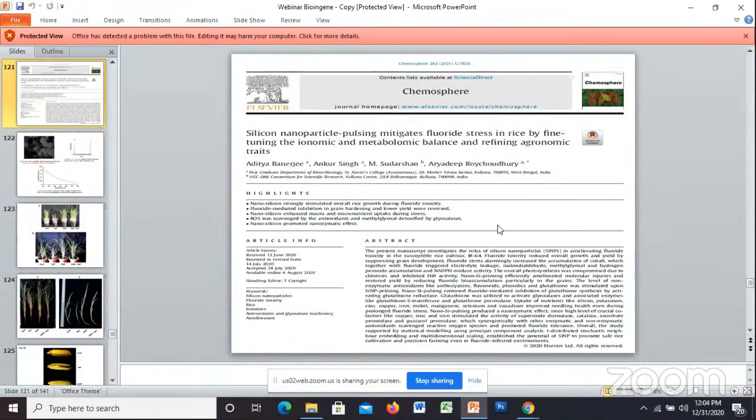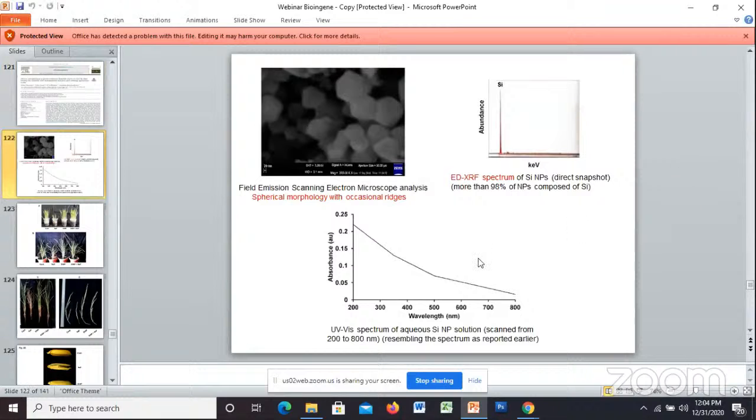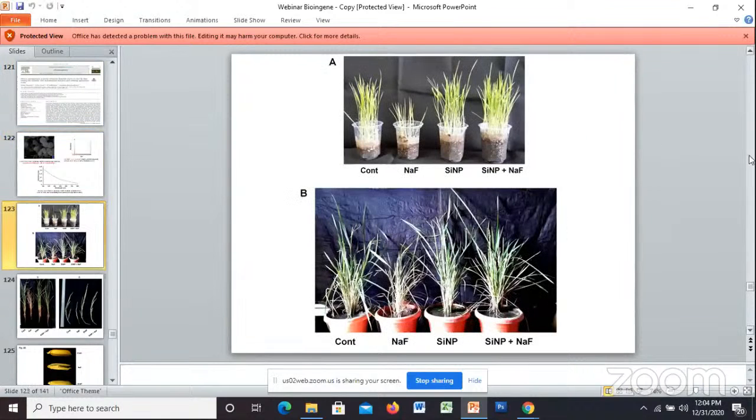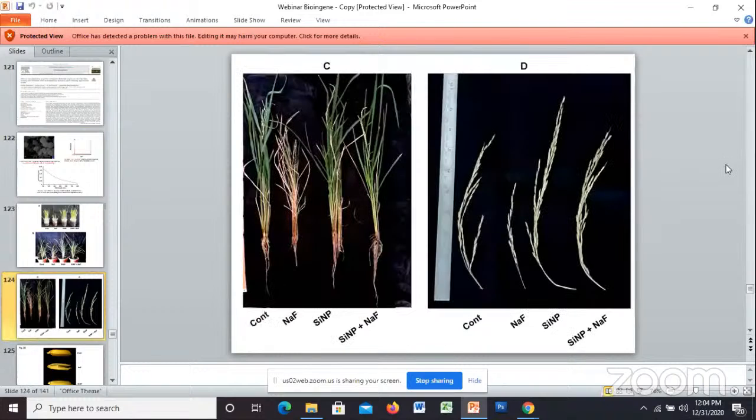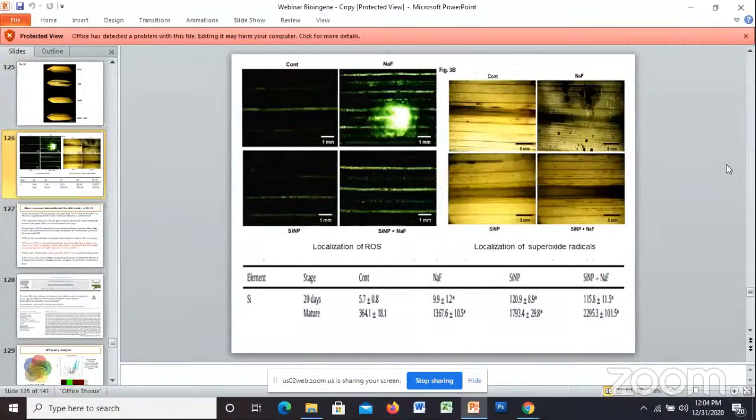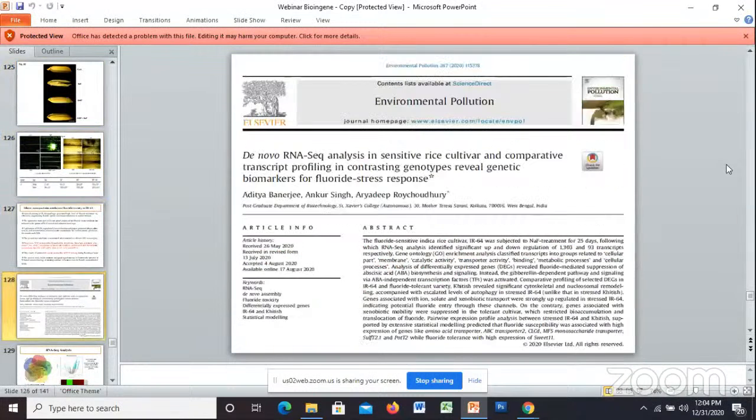And we used nanoparticles. I've just started working with nanoparticles, where we have generated silicon nanoparticles, and we have shown that they mitigate fluoride stress in rice. So these are the silicon nanoparticles generated. Okay, they are giving good protection to the rice plants. So these are some of the work. Again, I'm not going into details.